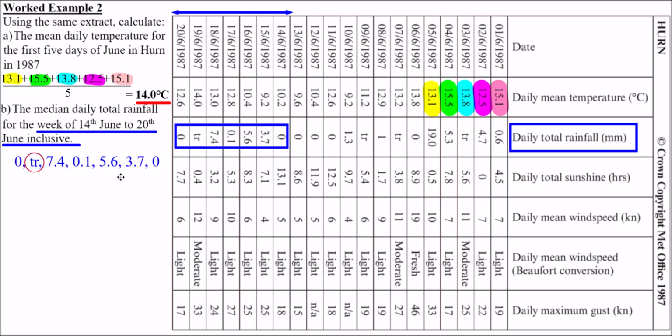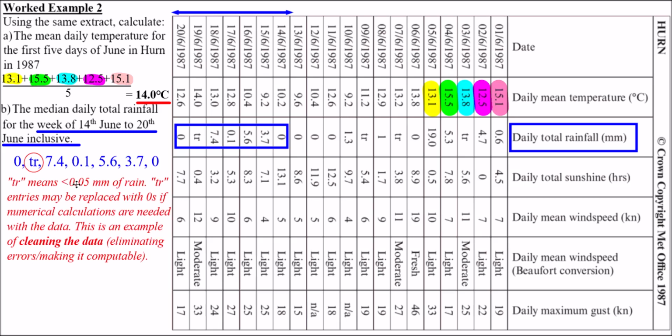This is a really good example to show you because it teaches what to do and how to account for TR values. Well, TR just means anything less than 0.05 of a millimetre of rain. It's basically so tiny it's negligible. So the TR entries could be replaced with zeros if you need to perform numerical calculations on the data. And doing that is called an example of cleaning the data. This is one way of just making the data computable. So you're taking something which a calculator can't compute, TR, and replacing it with a very, very good approximation to what TR is, 0, and a calculator can deal with 0.